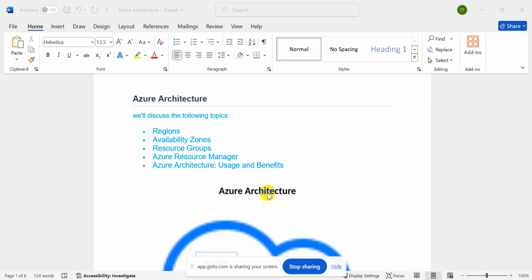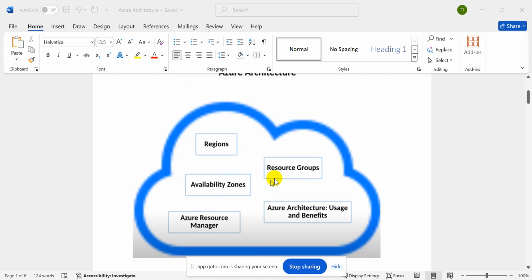So when you see the Azure, the cloud itself is nothing but someone else's computer on the internet that you are using. Definitely they will have a data center somewhere around the world, which you are remotely accessing over the internet, right? Azure architecture consists of the regions, availability zones, resource group, Azure Resource Manager, and the benefits. These are the architecture concepts. So visually I have kept them over there. We will go one by one.